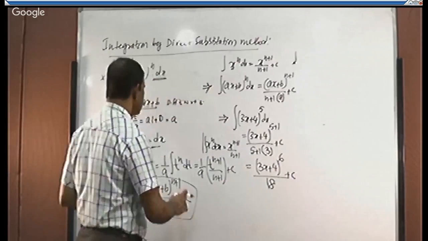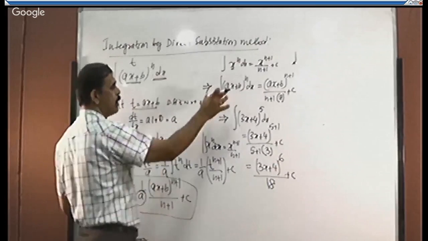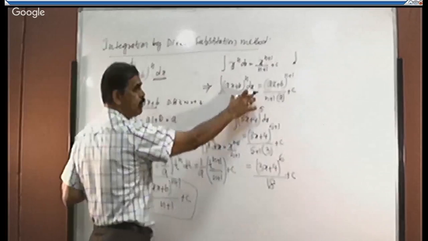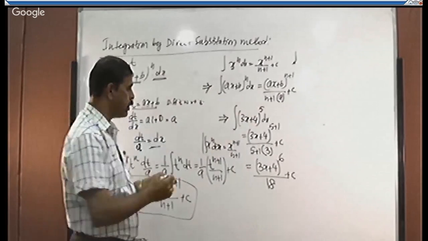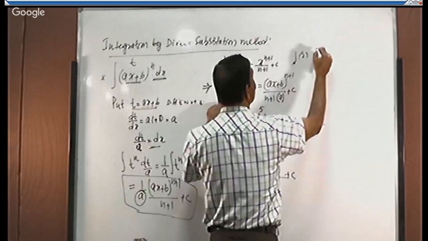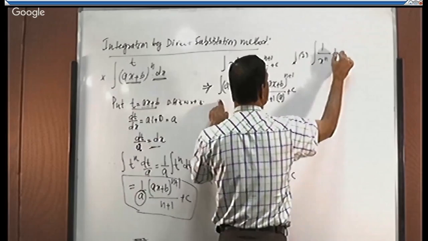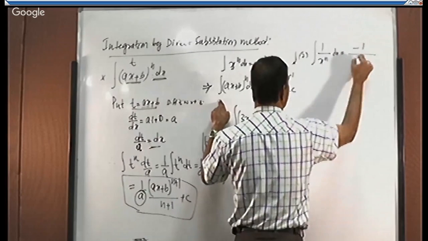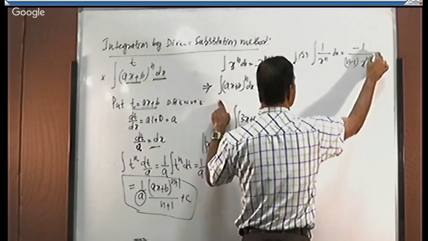So, doing all those things, you can avoid it by taking into a standard form. Hence, it is called what? Substitution method. Got it? Now, if I take the second one, integration of 1 by x to the power of n is equal to what? It is minus 1 by n minus 1 into x to the power of n minus 1 plus c.